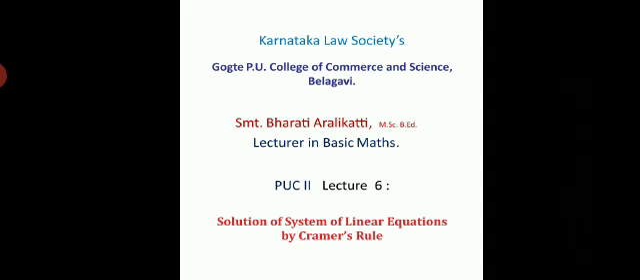In our lower classes, we have studied how to solve the system of linear equations or pair of linear equations using various methods such as substitution method, elimination method and cross multiplication method. So now we are going to study how to solve this pair of linear equations or system of linear equations using determinants, and this method can be done by Cramer's rule or the determinant method. Okay, let's see how to solve the system of linear equations using Cramer's rule.